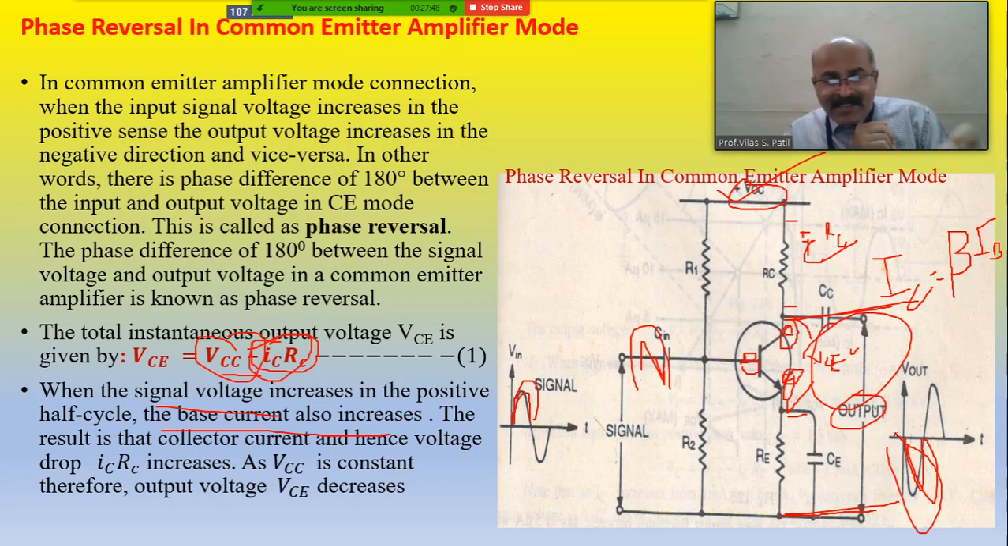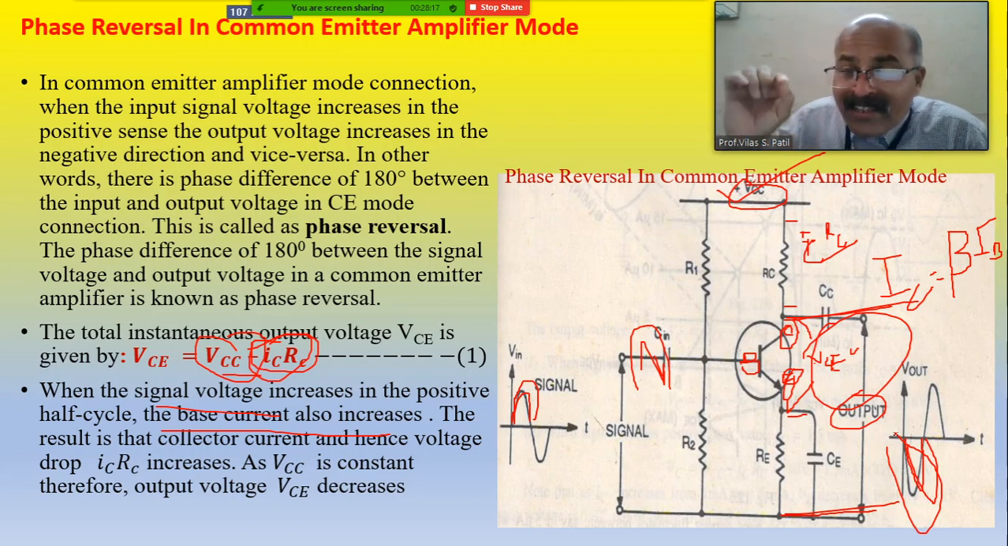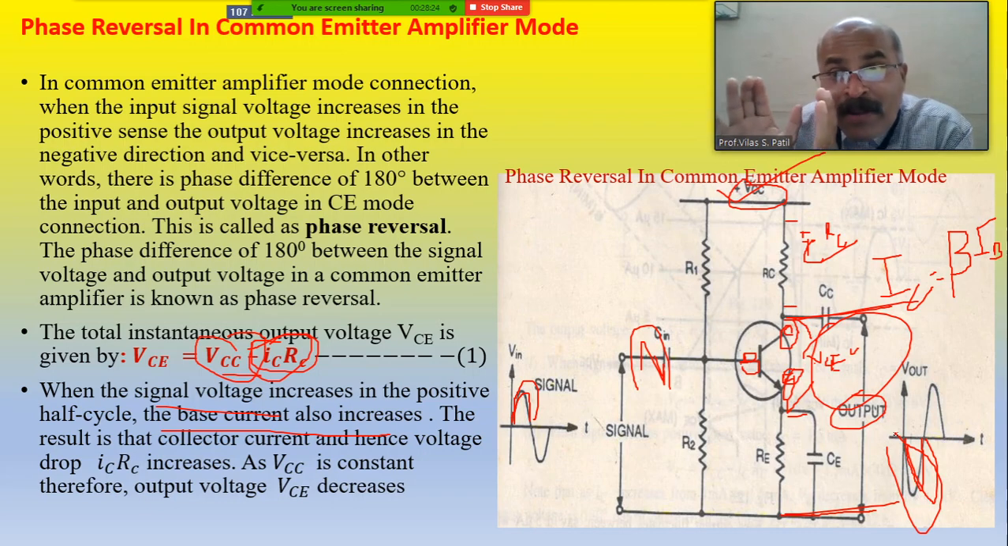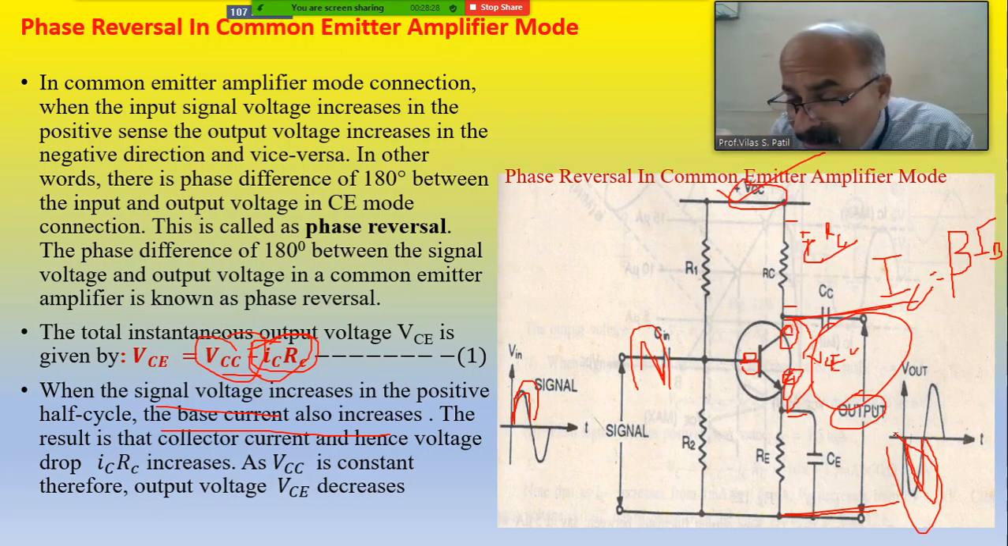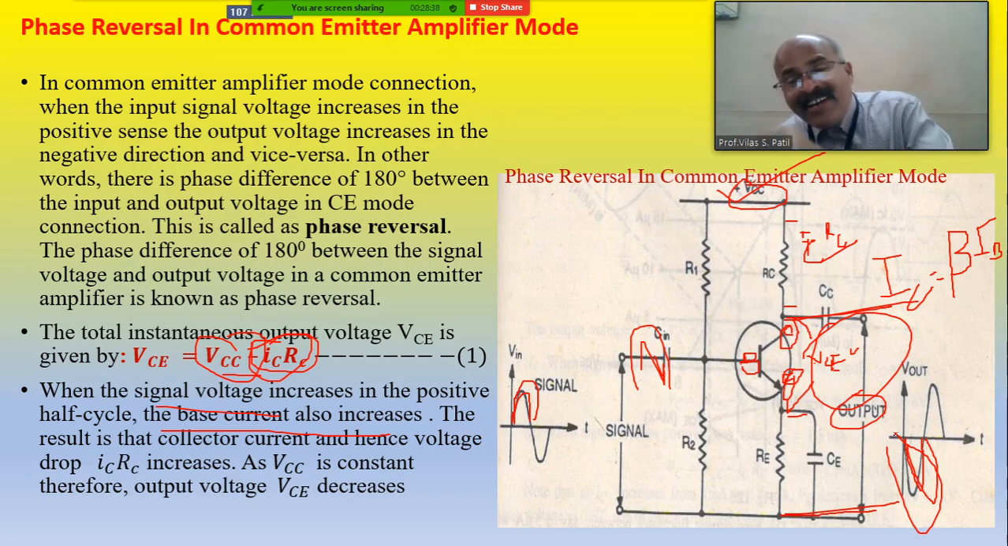This demonstrates that this mathematical relation gives us the verification that the phase reversal is observed between input and output of the common emitter transistor amplifier, because the variation is observed in IB in positive sense, due to that the IC will be increased beta times of the IB, and due to that the ICRC factor will be increased, and that factor will be subtracted from the VCC, and due to that the VCE will be decreased in negative sense.